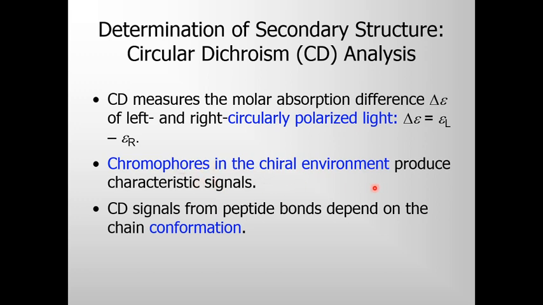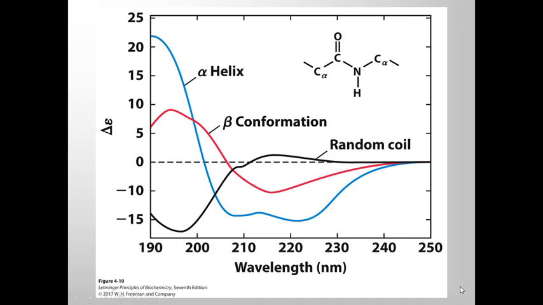Chromophores in the chiral environment produce characteristic signals. CD signals from peptide bonds depend on the chain conformation. Very important. Shown here is an example of a CD spectra, and this is a CD spectra of polylysine. Polylysine is a polymer of lysine residues. It can adopt 3 different conformations depending on which solvent it is dissolved in.